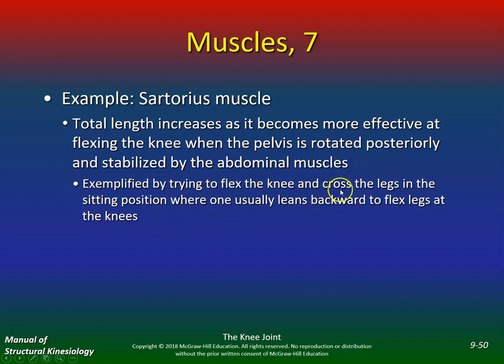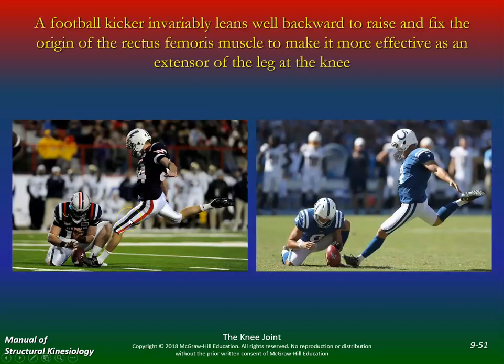Exemplified by trying to flex the knee and cross the legs in the sitting position, where one usually leans backward to flex the legs at the knees. So a football kicker invariably leans well back to raise and fix the origin of the rectus femoris muscle to make it more effective as an extensor of the leg.